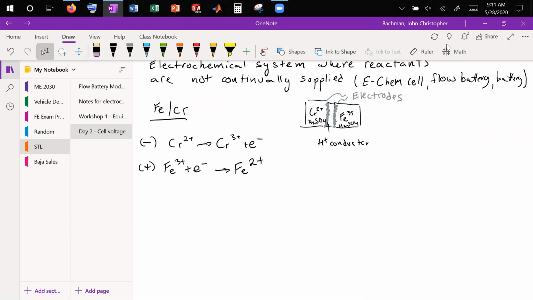So if you see the net reaction, right? We add these two reactions together, we'll see that electrons on both sides cancel. So the full reaction, RXN is kind of shorthand for reaction. So you have chromium 2 plus on the left plus iron 3 plus, and that goes to chromium 3 plus plus iron 2 plus. This is our net reaction. So right, if we want to find the voltage, we need the Gibbs free energy of this system.